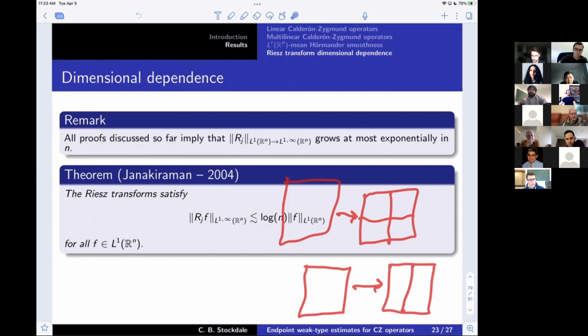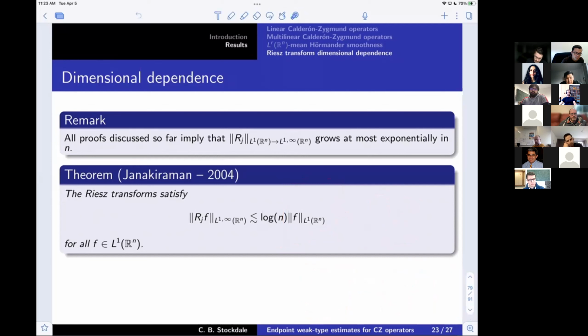Now there's only 2 children every step along the way, and then they split those, one dimension at a time. So that eliminates an exponential dependence in the Calderón-Zygmund decomposition. Instead of having 2 to the n children when you do your splitting, you just have 2 children every single step along the way.